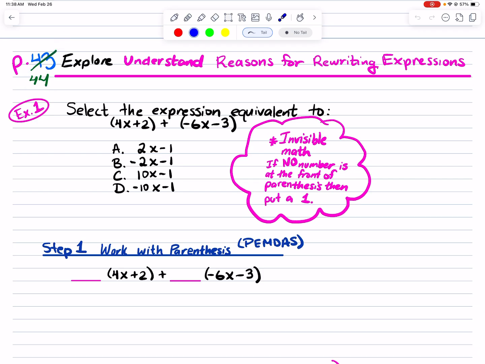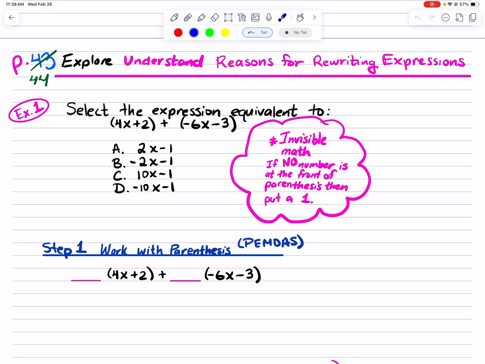It's page 44. We are exploring understanding reasons for rewriting expressions. So we have a situation here where we've been working with commutative property. We've been working with distributive property, multiplying. But now we need to find out the reason why we need to rewrite these expressions. And it's to make them a little bit smaller.